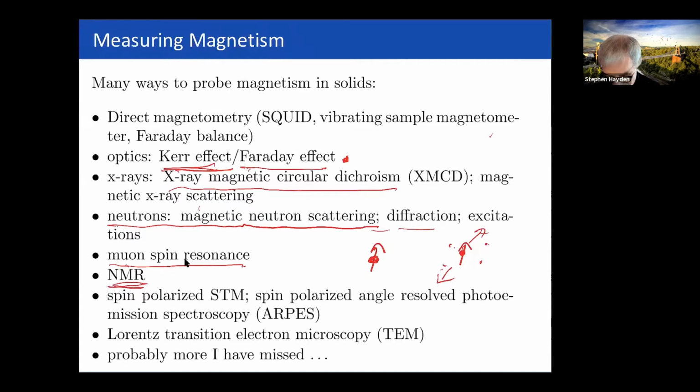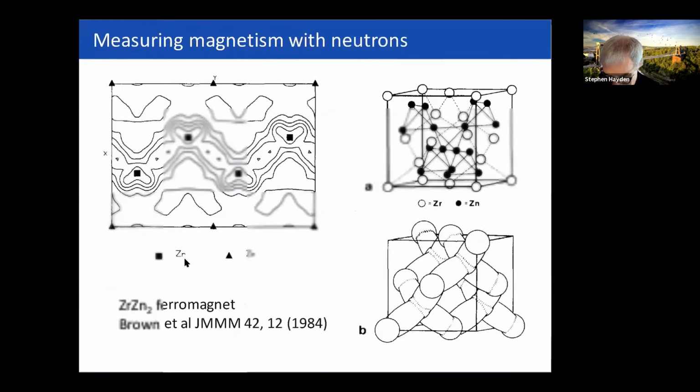NMR is another one. You can look directly at the nuclei, and they can see the magnetic properties of the electrons around them. And now people do spin polarized scanning probe experiments and spin polarized photoemission as well. And an oldie but goodie is Lorentz microscopy, where you send electrons through magnetic systems, and there's a deviation of the electron caused by the magnetic fields produced by any magnetic order. So let's just have a look at a few of those things. Just show you some things you can do.